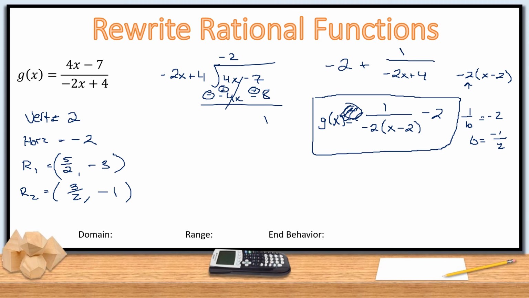My domain, everything except for the vertical asymptote. So I'm going to go with x is not equal to 2 in this case. Range, y is not equal to -2. And end behavior: as x goes towards positive infinity, y goes towards what? As x goes towards negative infinity, y goes towards what?